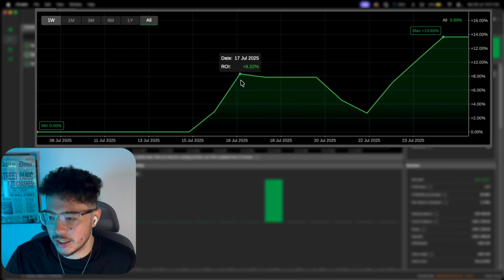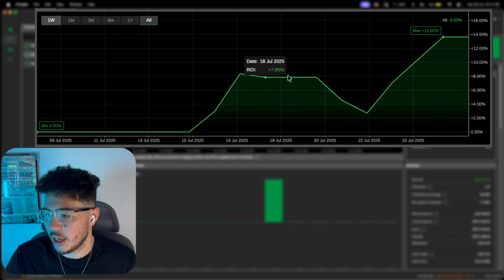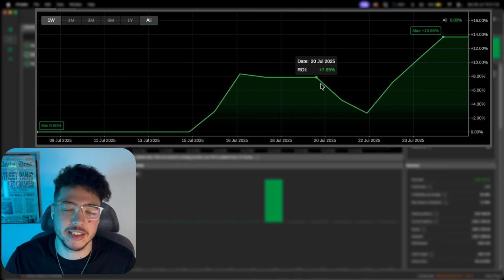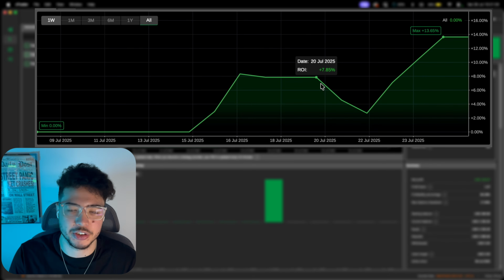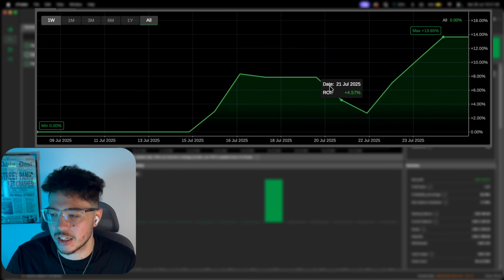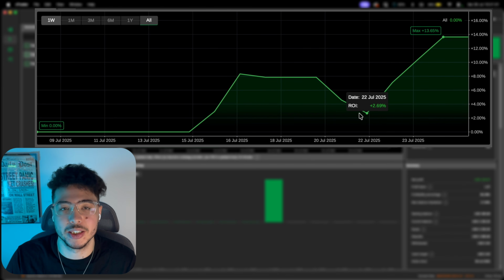So you can see here we had a really nice rise from 3% up to 8.3%. And then we drift around here, not really doing too much during this period from the 17th up until the 20th. Then I went on a bit of a losing streak, and this is where I realized that I should deposit more capital because these losses are hitting a little bit too hard in terms of the percentage gain and loss. So you can see I went from a 7.85% gain all the way down to 2.69.